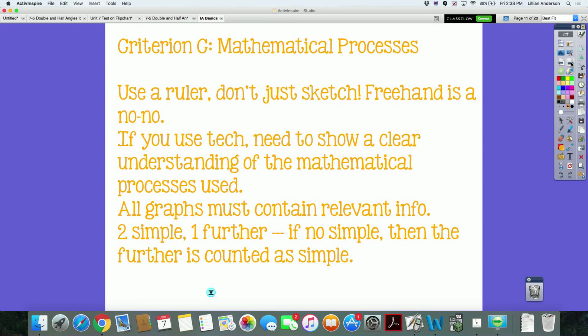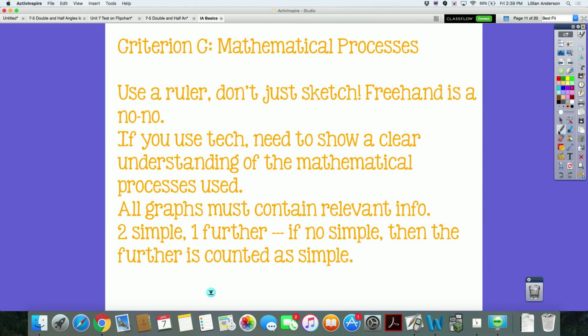All graphs need to be relevant, and this is important. Everybody needs to write this down or circle it or highlight it somewhere in this, okay? You need to include at least 2 simple processes and at least 1 further process, okay? What I mean by simple, if you're doing a probability-based IA, that is like determining 2 events are independent. That's a simple process. Just doing normal probability. Like if I roll a die, the probability of me getting a 4, that's 1 out of 6. That's a simple process. Okay? Right here.